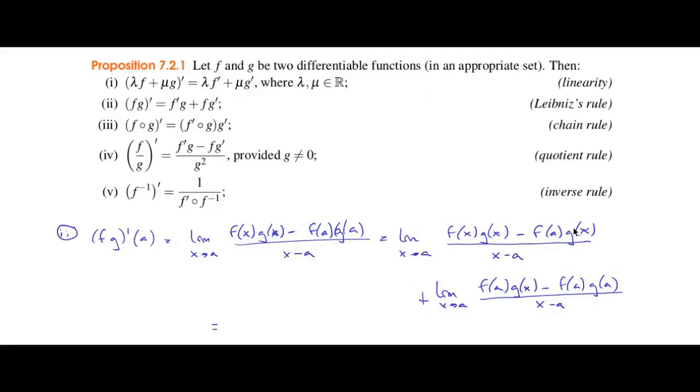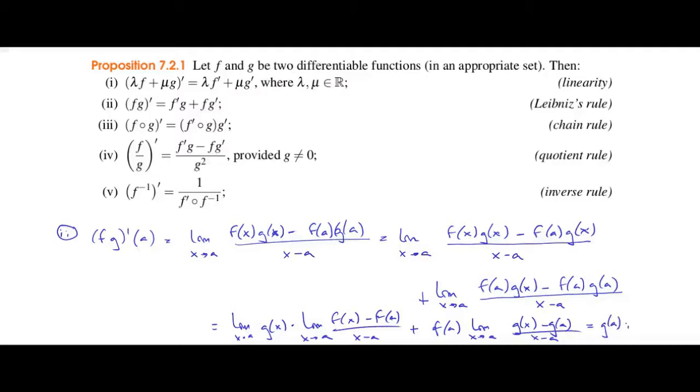Now, in the first limit, we take a common factor g(x), so we can write it like this, right? The limit when x goes to a of g(x) times the limit when x goes to a of f(x) minus f(a) divided by x minus a, and then plus, we take f(a) out, and then the limit when x goes to a of g(x) minus g(a) divided by x minus a. So this is g(a) f prime(a), right, plus f(a) g prime(a), okay, which is what we wanted to prove, right?